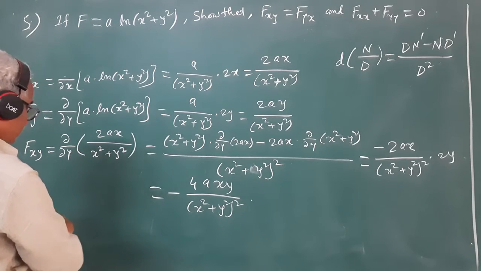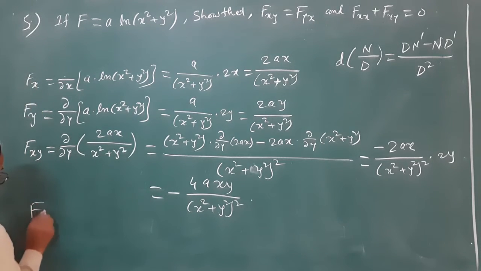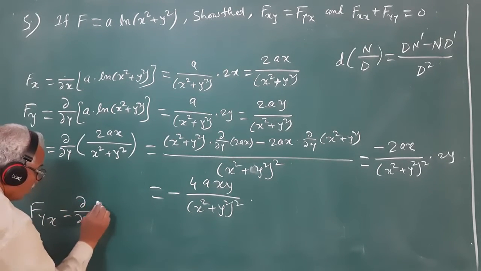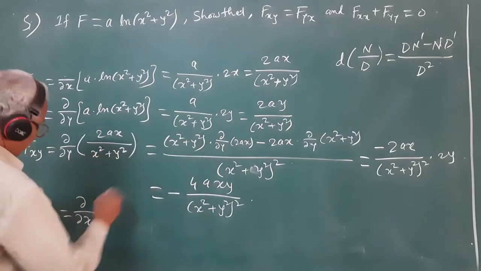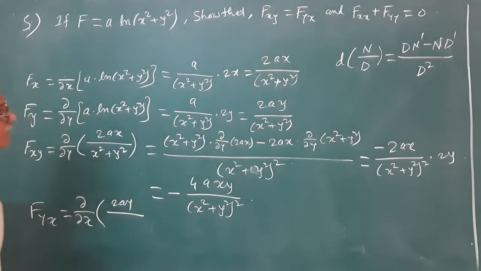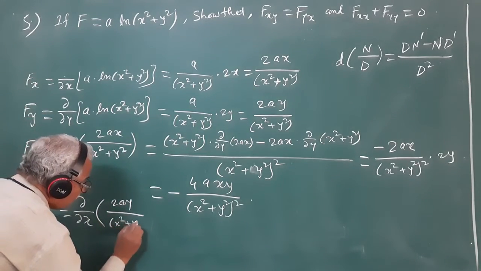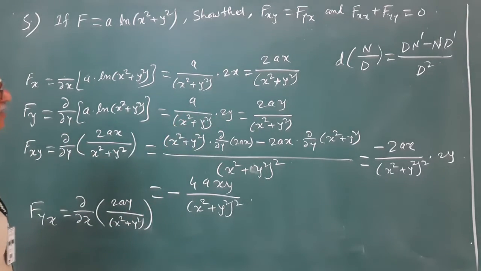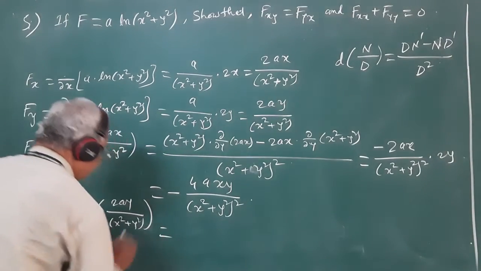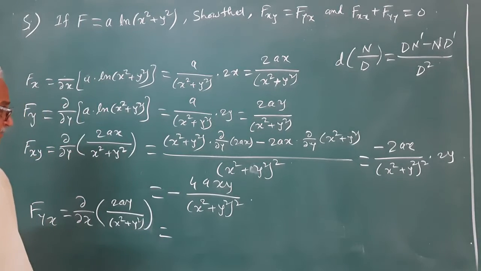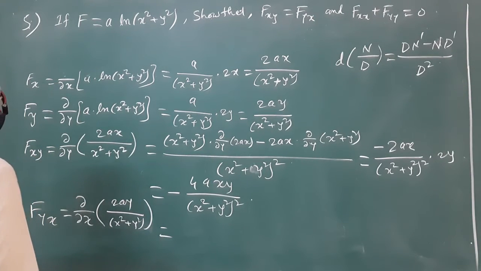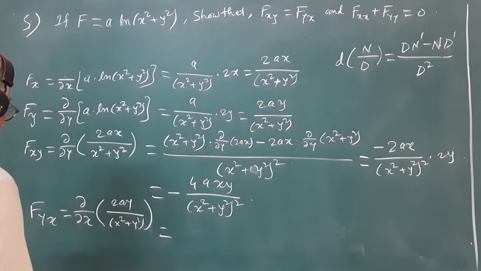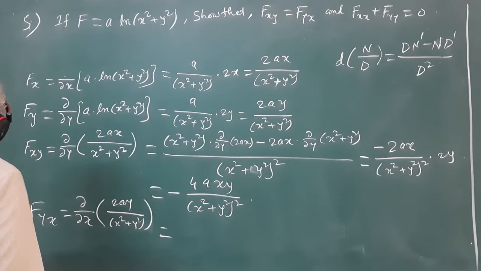Okay, so we will obtain fyx here. Fyx is nothing but ∂/∂x of fy, and fy is 2ay divided by x² + y². So differentiating this, once again using the quotient formula for differentiation, we get this expression as ∂/∂x of 2ay divided by x² + y².